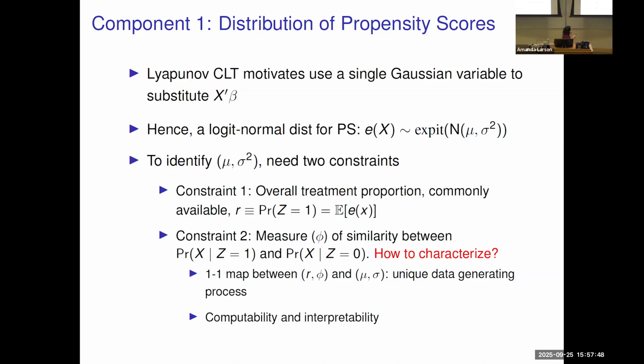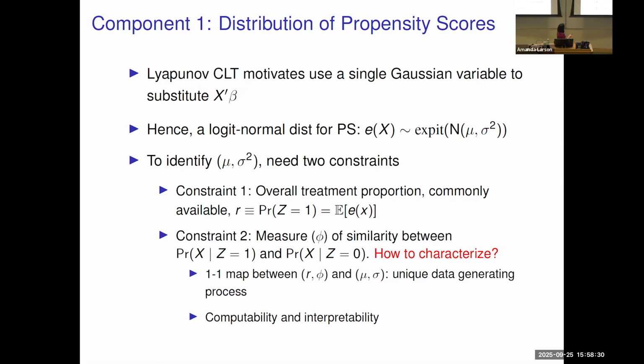But then normally, how do we estimate propensity score in practice? We do a logistic model, right? So if this X beta is a single normal distribution, then the propensity score would approximately follow a logit normal distribution. Okay, that makes my life way easier, because for a logit normal distribution, to characterize it I only need two parameters, mu and sigma square. So I can actually get this propensity score with only two parameters.